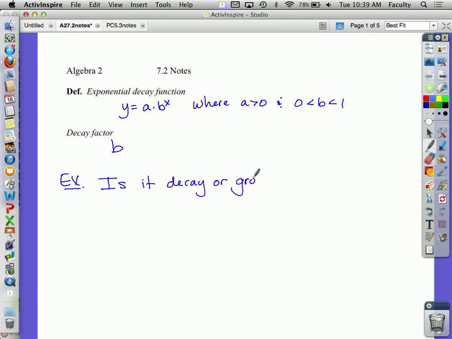So now we've talked about decay. Yesterday we talked about exponential growth. Now I'm going to give you an equation and I want you to tell me, is it decay or growth? So letter A, y equals 2 times 1/3 to the x power. What do you think it is?